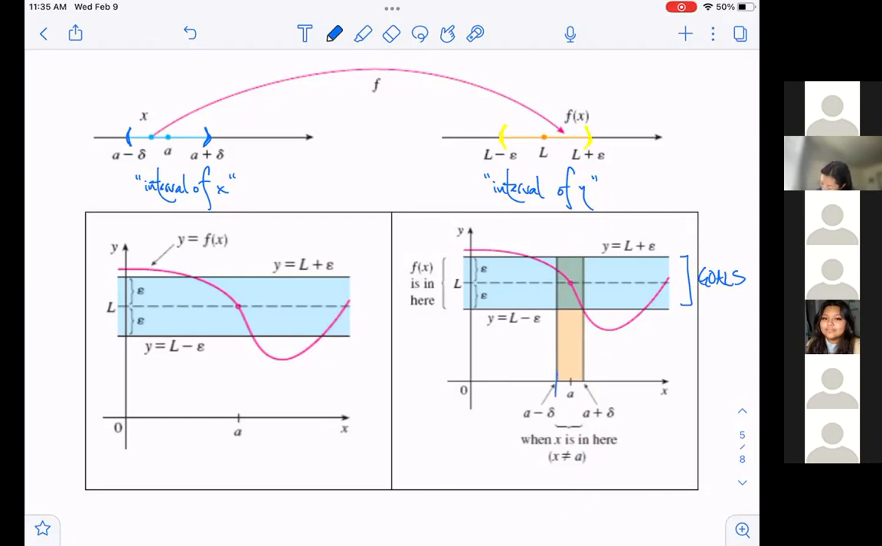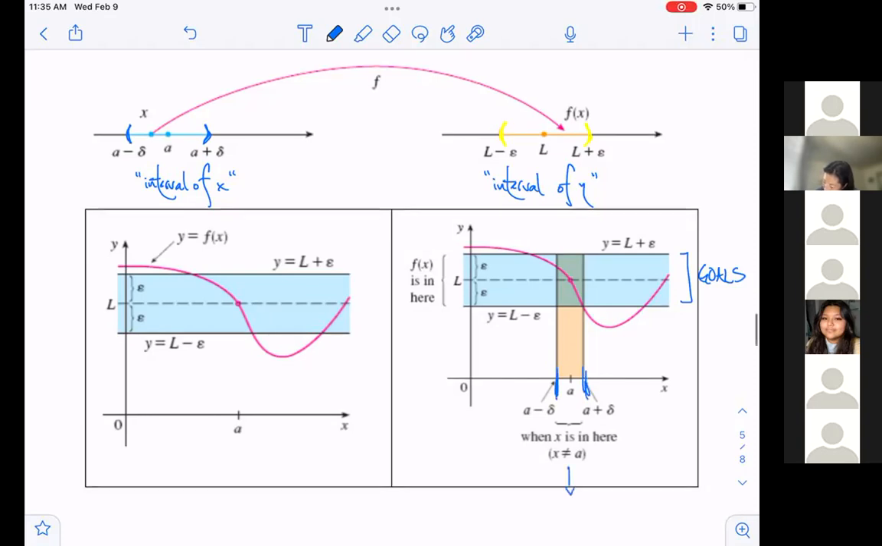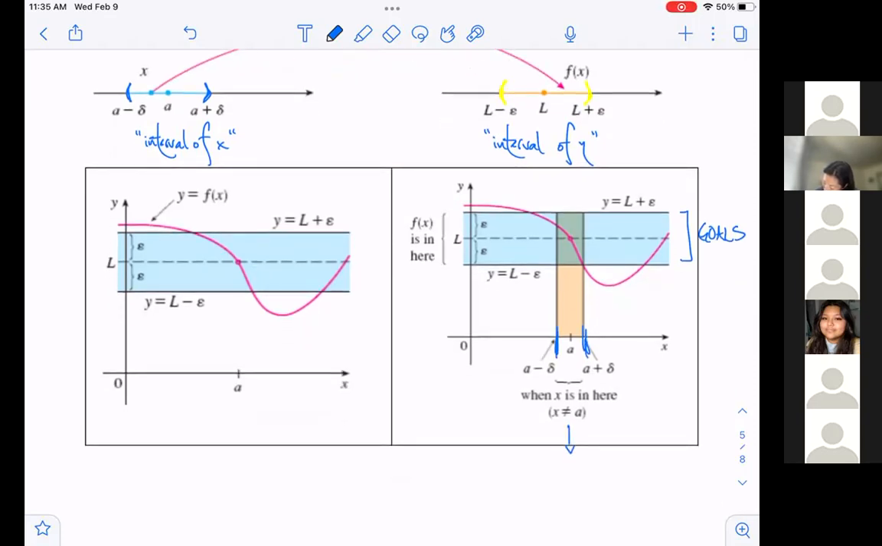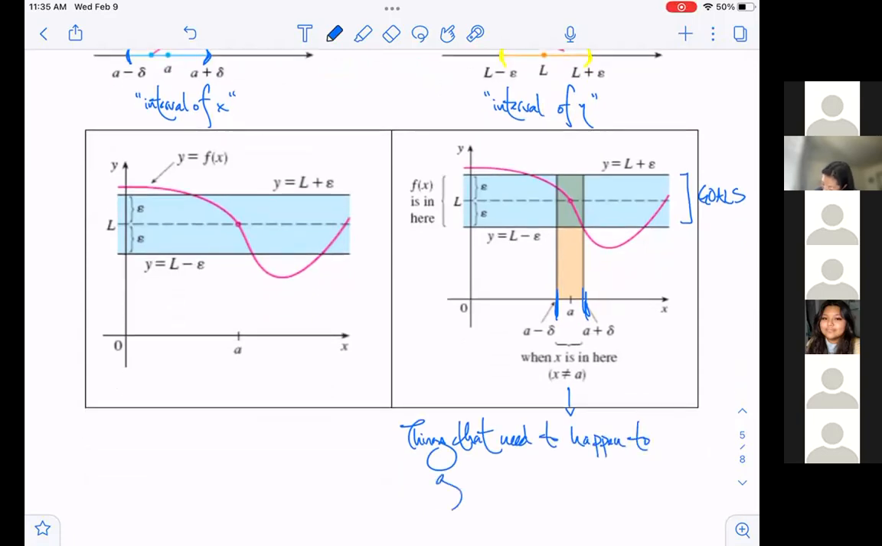Whereas this part down here is things that need to happen to guarantee your goal. Okay.